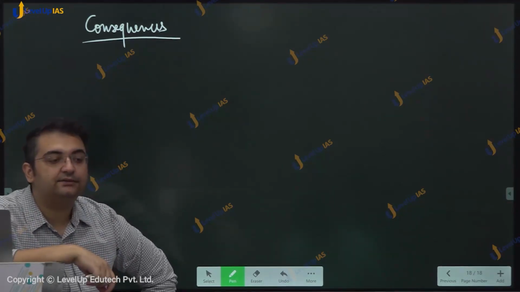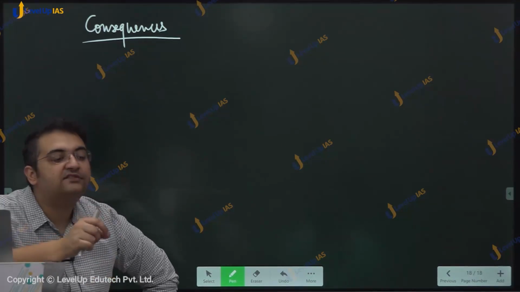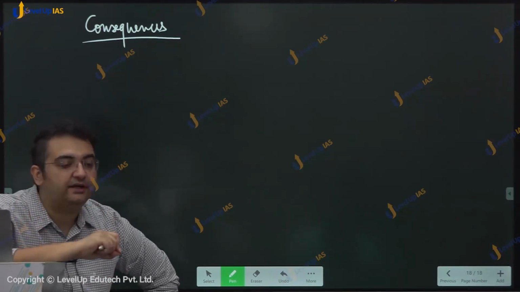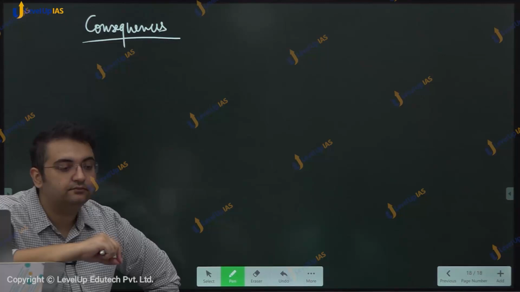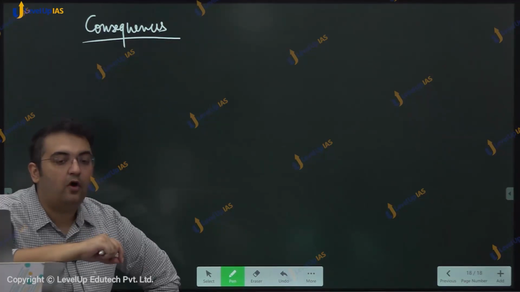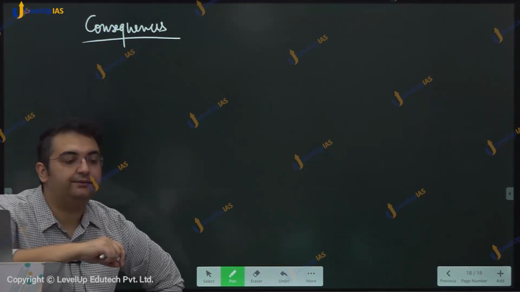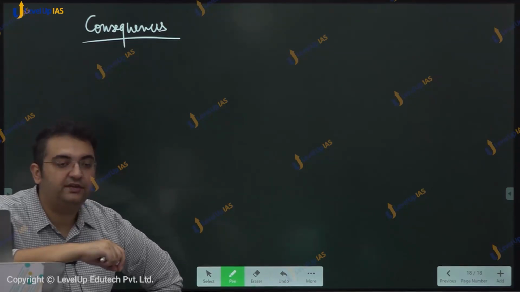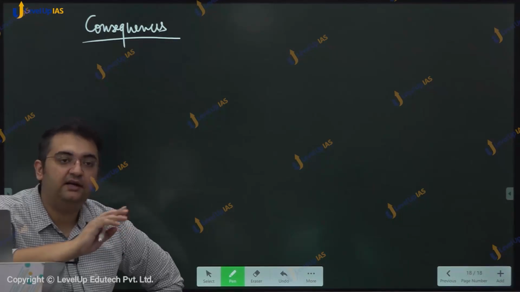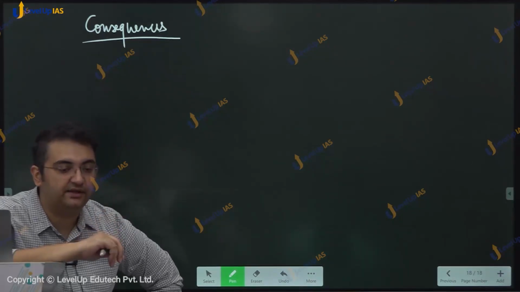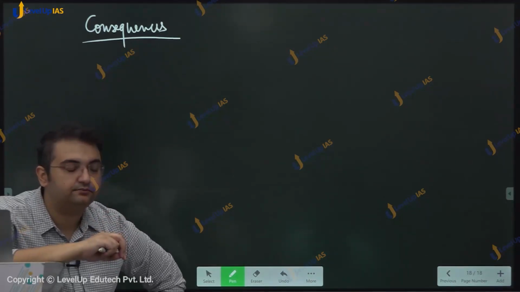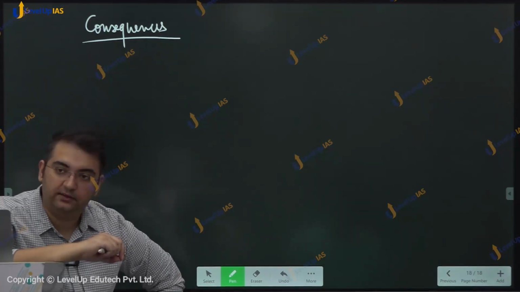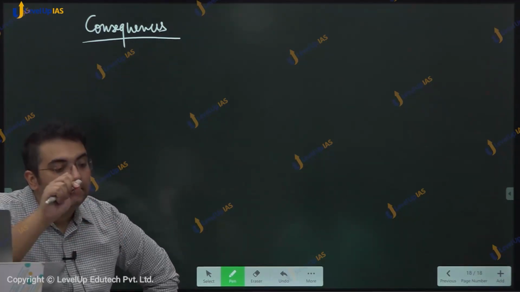This was the characteristic picture of the Rajput period. In brackets you can write 10th to 12th century CE. ठीक है? Next sub point.